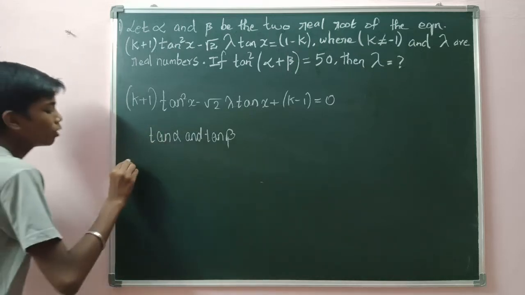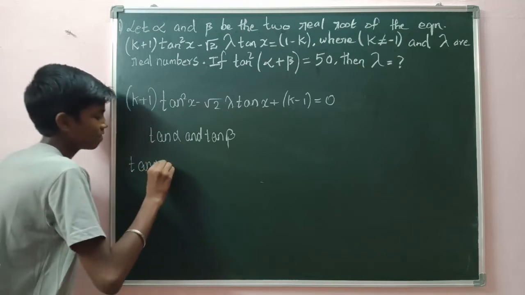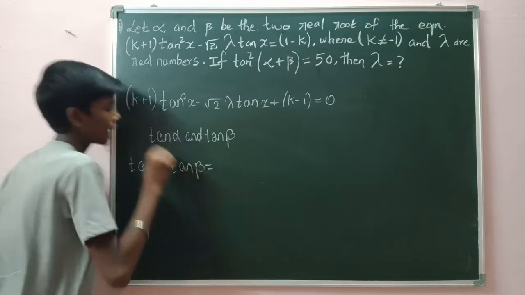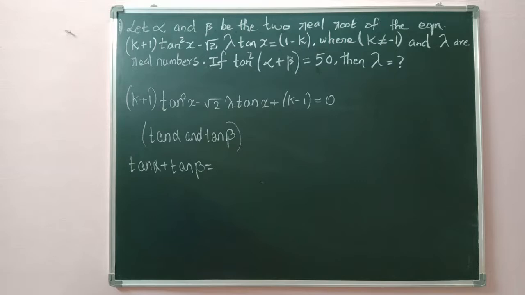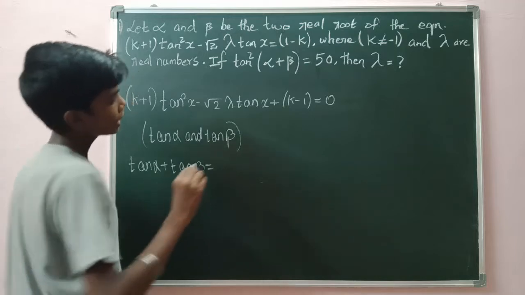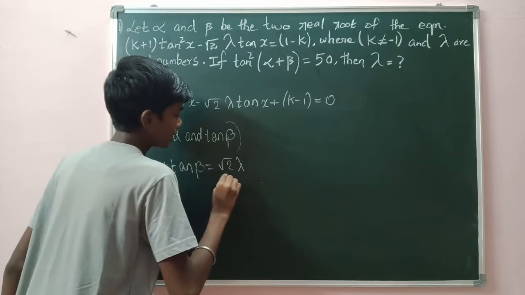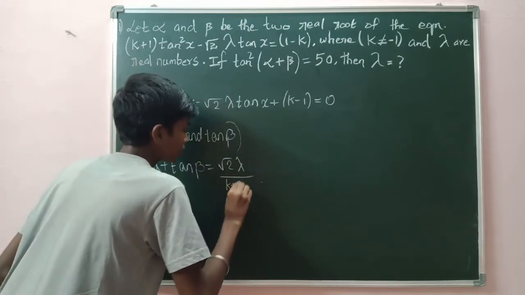Now, I am going to find the sum of the roots and the product of the roots. Sum of the roots will be nothing but tan alpha plus tan beta, correct? As we know, these are the two roots of this equation. So the sum of the roots is nothing but minus b by a. So minus b by a will be nothing but root 2 lambda by a. What is a? That is k plus 1. That will be the sum of the roots.